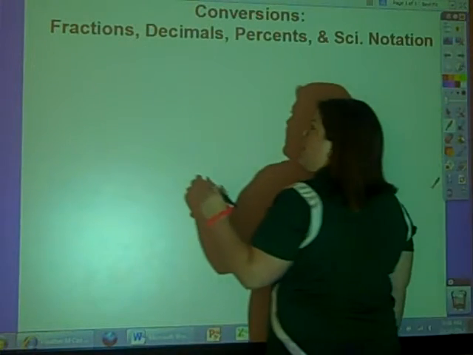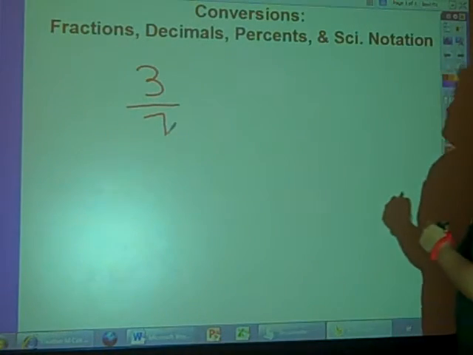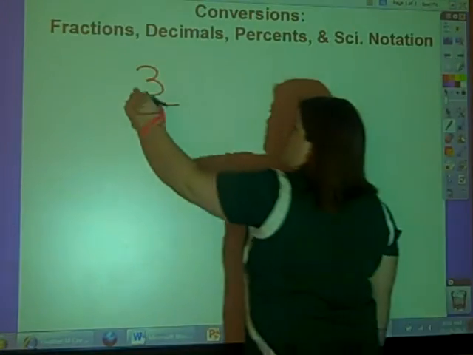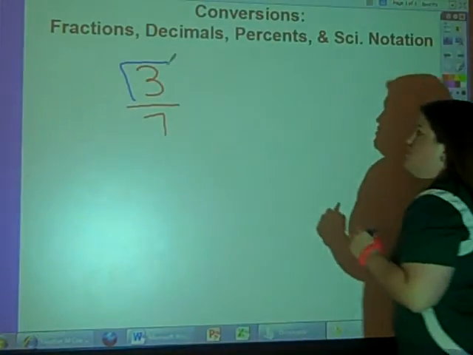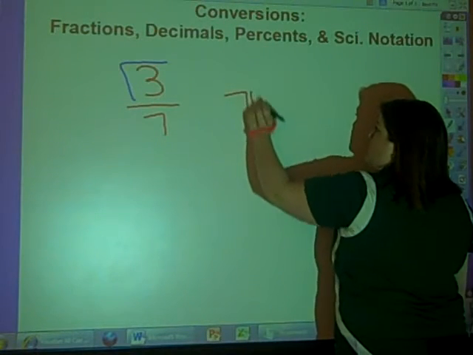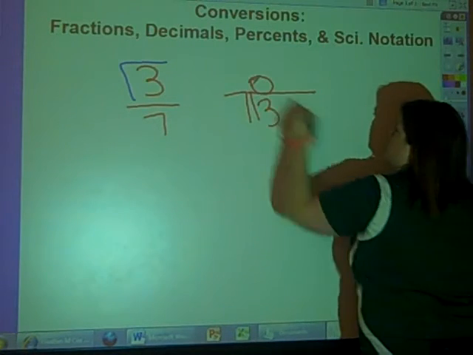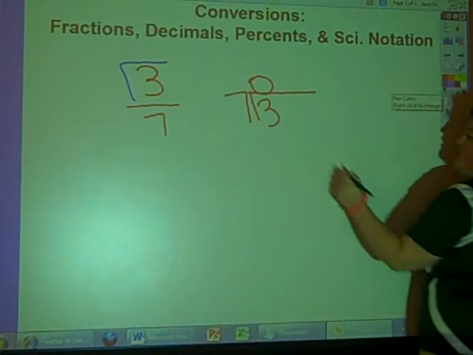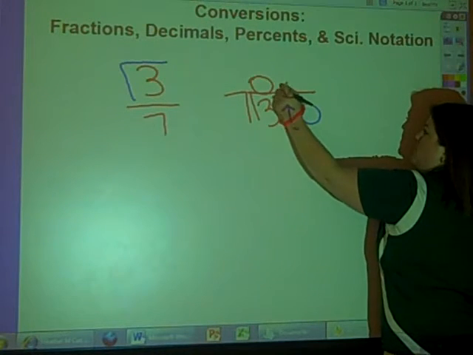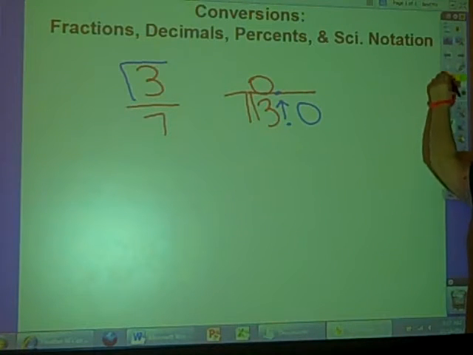If I had 3/7, I would need to say 3 divided by 7. To remember that, because 3 goes inside, I'm going to do that for myself as a visual reminder. And then I'm going to start solving. Well, 7 goes into 3 0 times, but I can add a decimal and a 0 and bring my decimal up, make it a little bit larger. And I can keep going now.